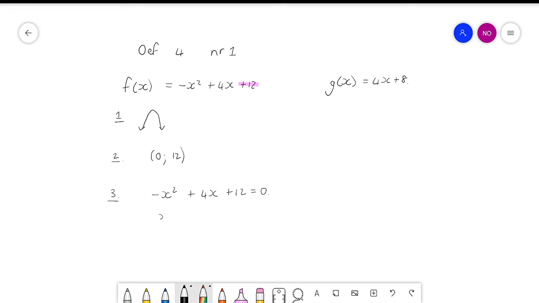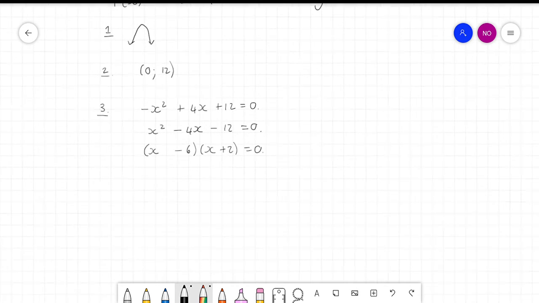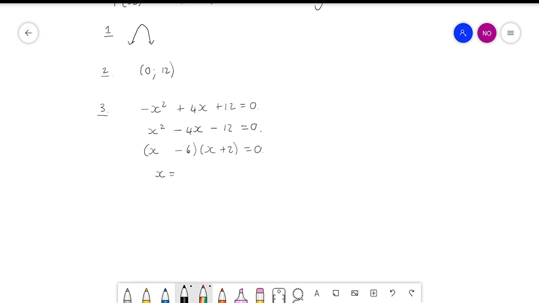I'm going through this quickly now because we actually did this last term, so it's somewhat of a quick revision as well. Like that, so it has an x-intercept at 6 and at negative 2.